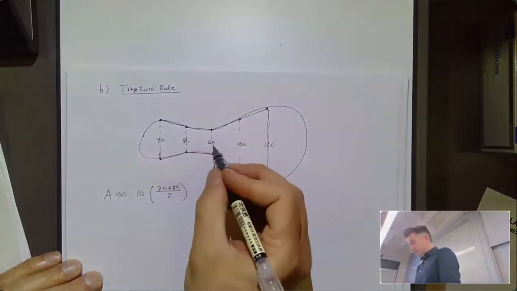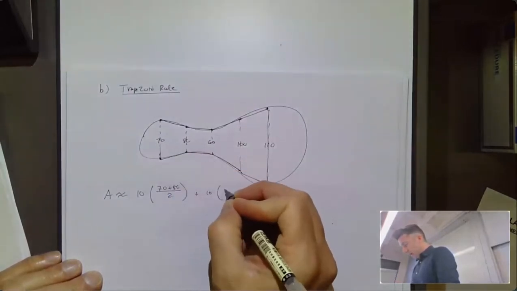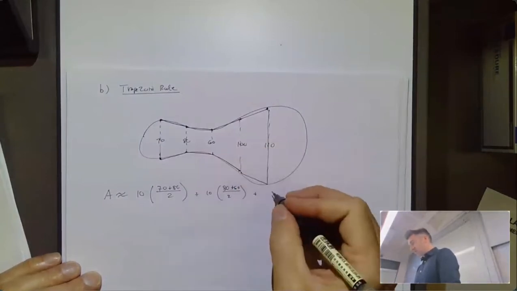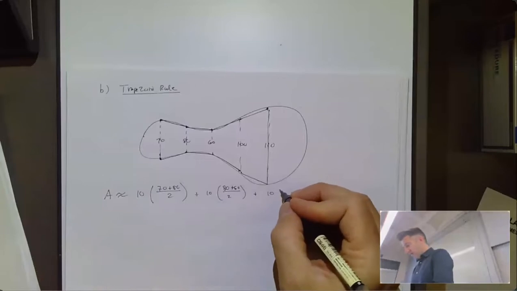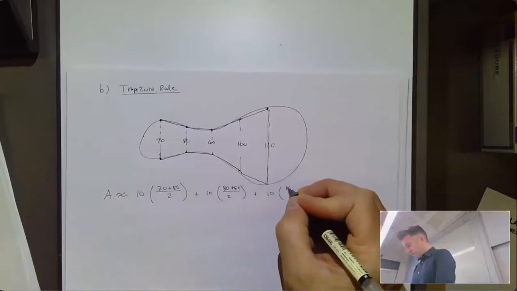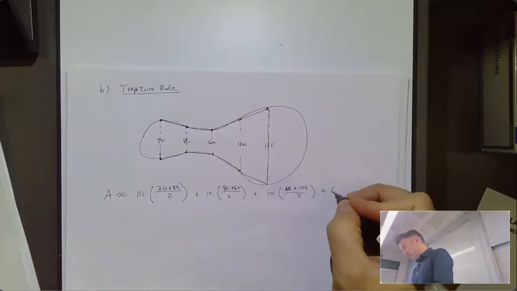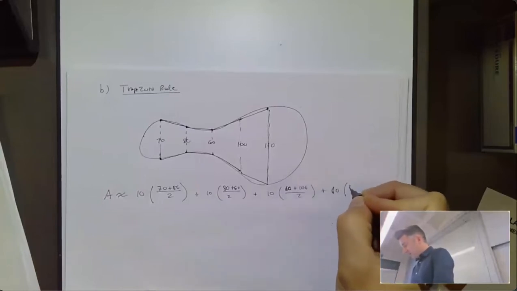And this next trapezoid is going to be the base times the average of the heights. And this next one, the base times the average of the heights. And the last trapezoid is also the base times the average of the heights.